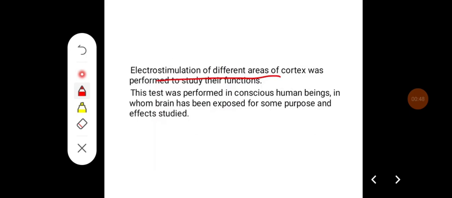Electrostimulation of different areas of cortex were performed to study their functions. This test was performed in conscious human beings in whom brain has been exposed for some purpose and effects studied.